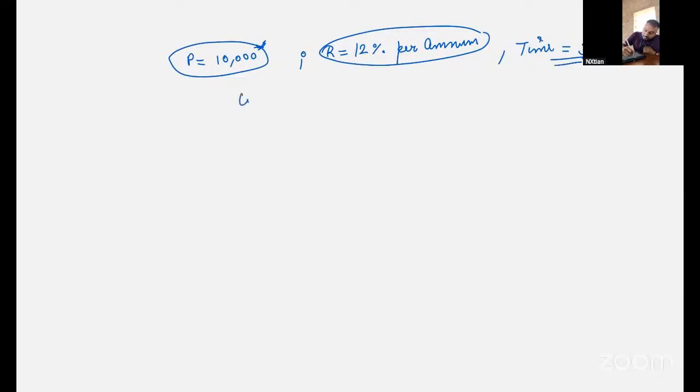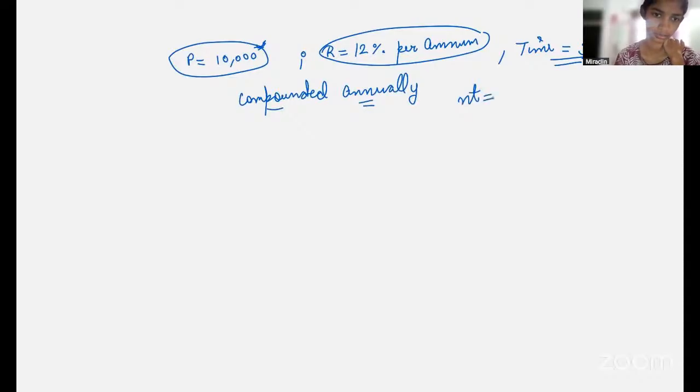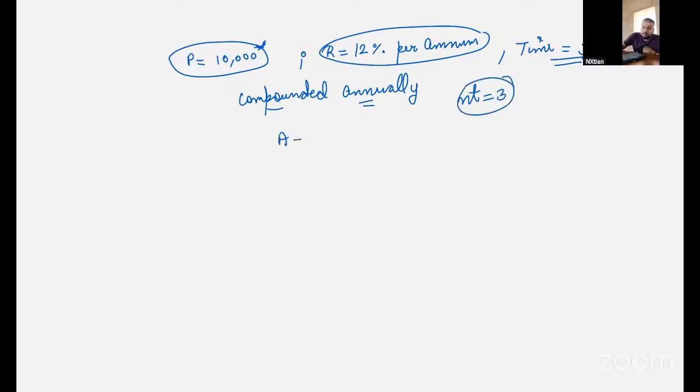When you write all these things, first calculate the value of nT. So tell me the value of nT. 3 times. What does it mean? That you will calculate the interest 3 times. So what is the formula for that? Amount is equal to P times the bracket 1 plus R by 100, to the power nT. Can you put the value and solve it? Quickly put and solve it.